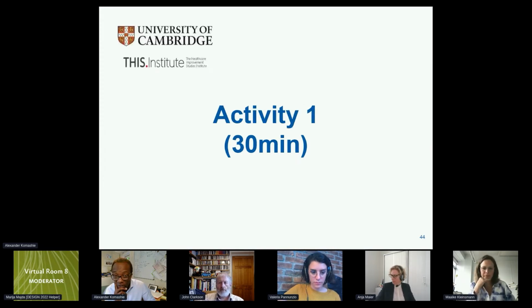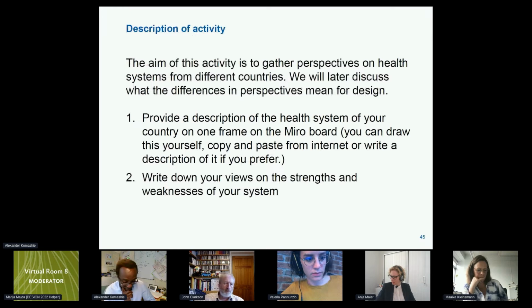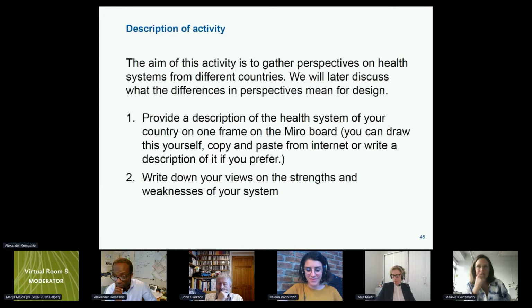So what we want to do in the activities is really to look at the different perspectives on health systems from different countries. So we all represent different countries in this group right now. So just to bring our different national, if you like, perspectives or our understanding of what's going on in our various countries into this discussion. So we will later then discuss, and when we come back from the activity, what this means for design.